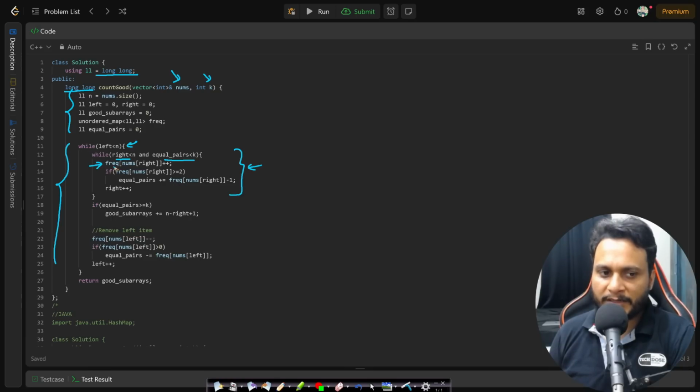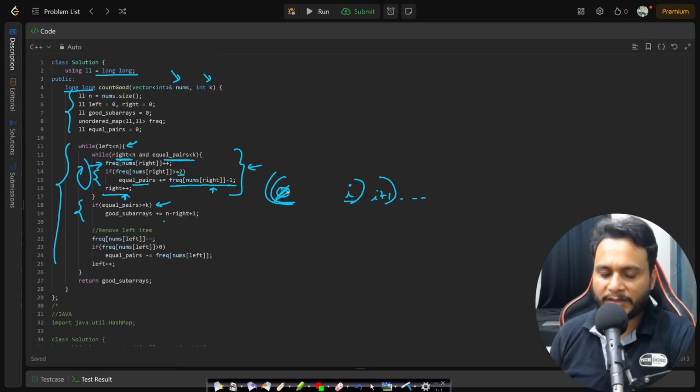So include an element and increase its frequency. Then check if the frequency is greater than or equal to 2. If it does, then add the frequency minus 1 to the count of equal pairs as I have explained, and move to the right hand side. Okay, and after you have either gone out of bound or equal pair count is equal to k, we will be checking if the equal pair count is greater than or equal to k. If that happens, then everything from 0 to I plus 1, I plus 2 and so on till the last index will be valid.